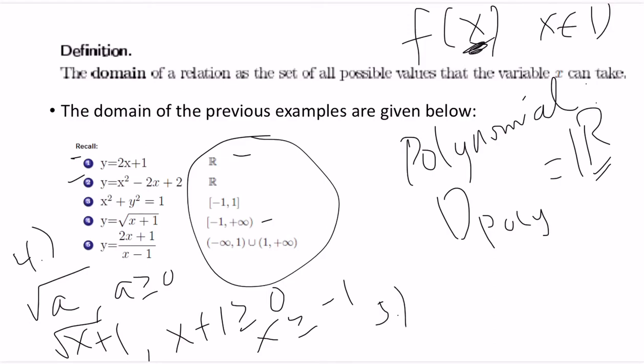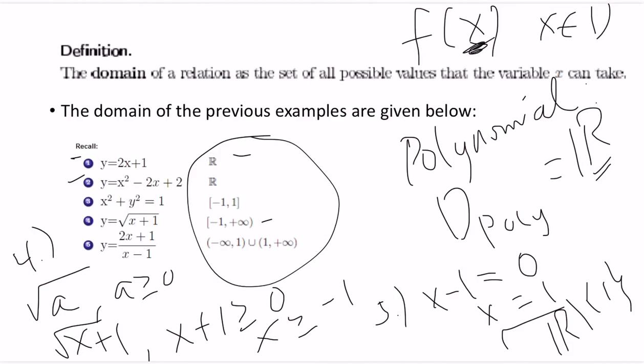Now for number 5, we will tackle this more in another topic. Number 5, take note that it is rational, or in fraction form. A fraction is undefined if your denominator is 0. So if x minus 1 is 0, solving for x, we have x equals 1. If x is 1, your denominator is 0, so we cannot let that happen. That is why we delete that from the set of real numbers. So the set of real numbers except 1 is our domain.